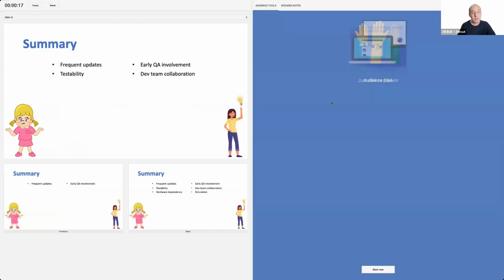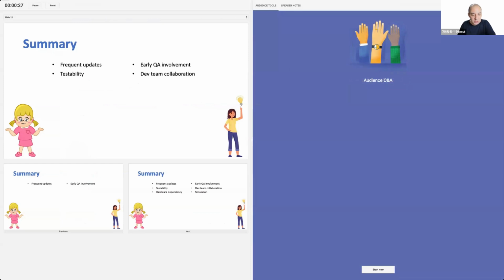Oops, I think screen sharing stopped. Okay, let me share it again. Okay. I don't know what happened here, but anyways, we can still see.